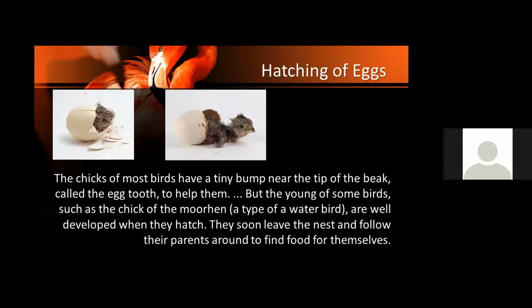Hatching of eggs. The chicks of most birds have a tiny bump near the tip of the beak called the egg tooth to help them, but the young of some birds, such as the chick of the moorhen, are well developed when they hatch. They soon leave the nest and follow their parents around to find food for themselves.